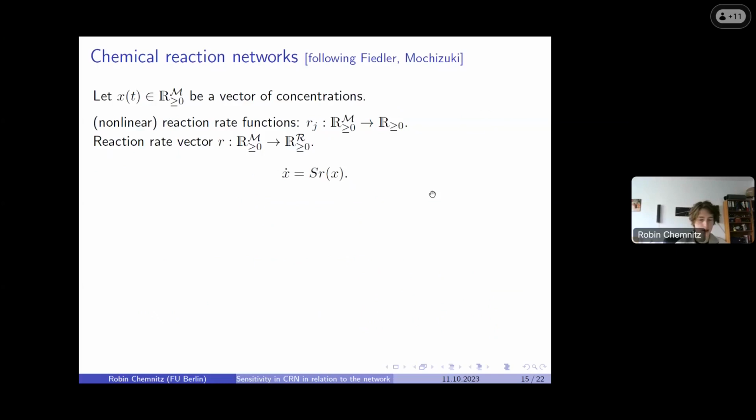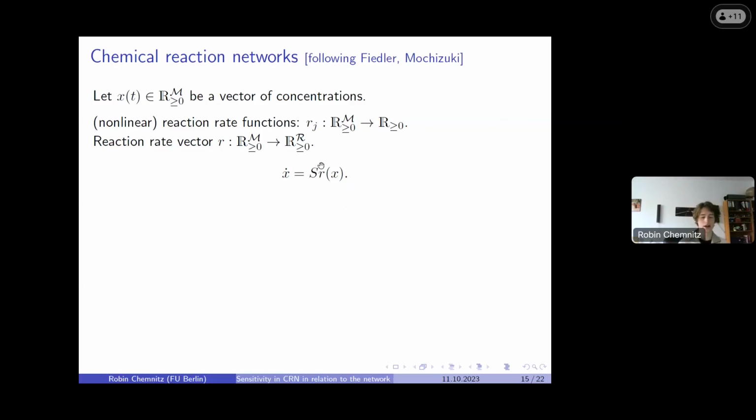Then we define some dynamics on this. We have a non-negative vector x, which contains all the concentrations. Concentrations here are not to be understood as values between 0 and 1. So these are unitless. They're just like how much is there. And we have potentially non-linear reaction rates. So we don't have any particular kinetics. We don't have mass action. We don't have Michaelis-Menten or so. We just have general non-linear reaction rates.